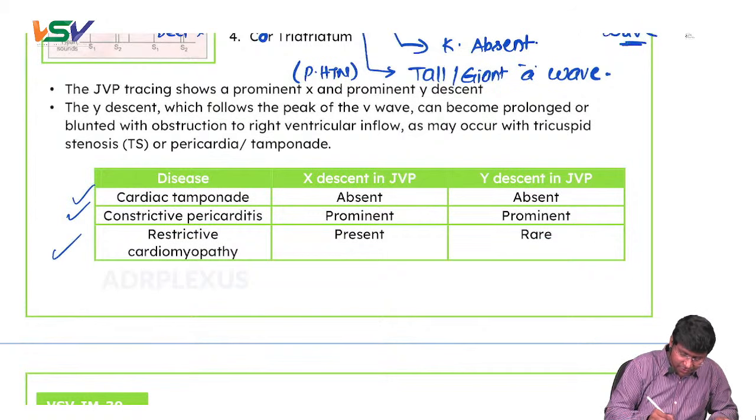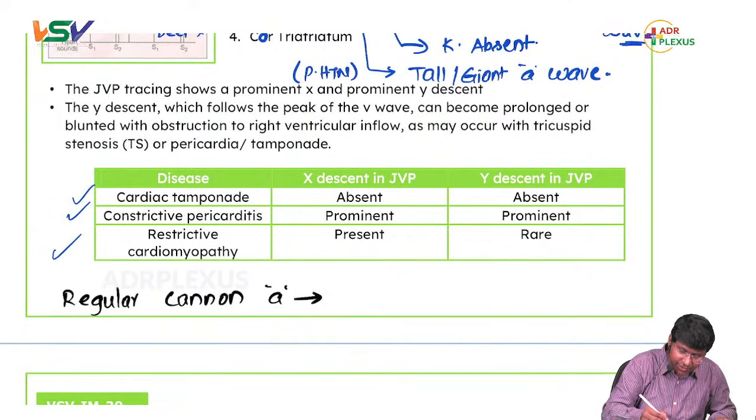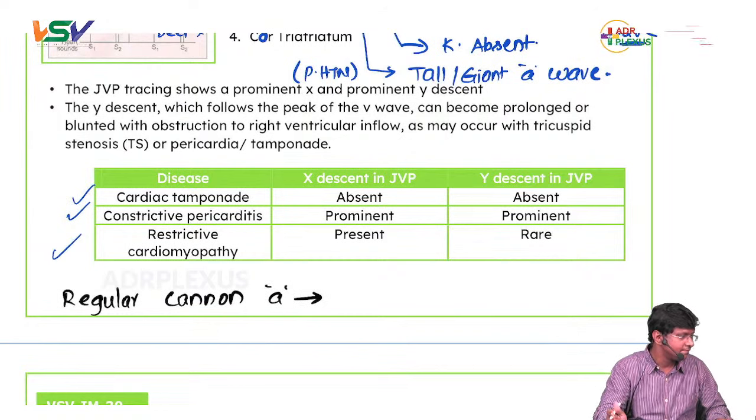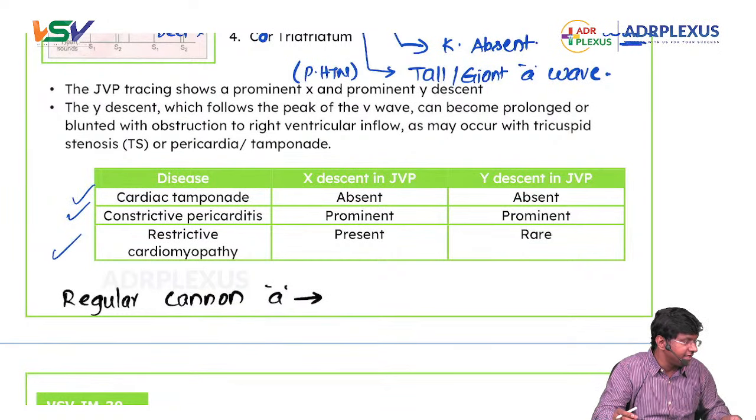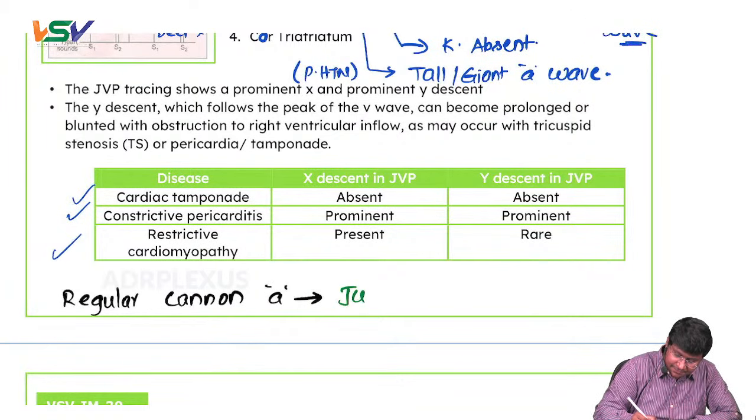Now tell me, where will you have a regular Cannon A wave? Regular Cannon A wave, not tricuspid stenosis. Right, very good, Bala Abhirami. So junctional rhythm, right, junctional rhythm.